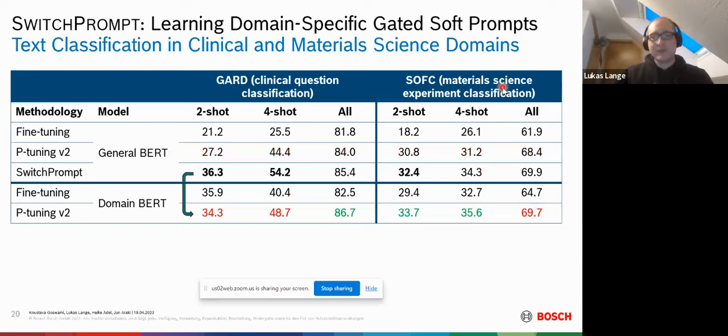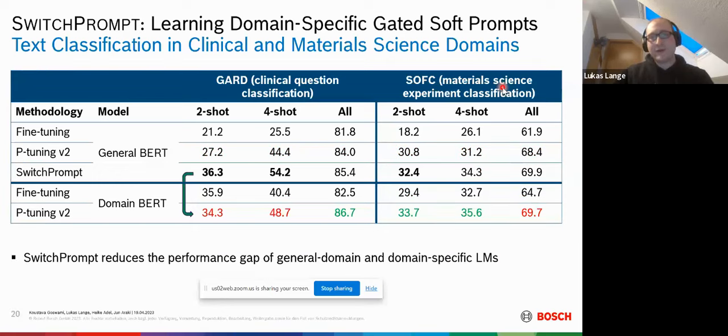The picture is a bit mixed here because you see red colors and green colors. So sometimes the domain-specific model is better. Like if you go to the SOFC experiment, then for 2-shot and 4-shot, it's better to use the SciBERT instead of the general domain BERT. But you can also notice that the gap between SwitchPrompt and the domain-specific p-tuning is quite small. So it's an effective way to reduce the need for domain specialization of the model. We can easily just specialize the prompt with SwitchPrompt and get comparable results.